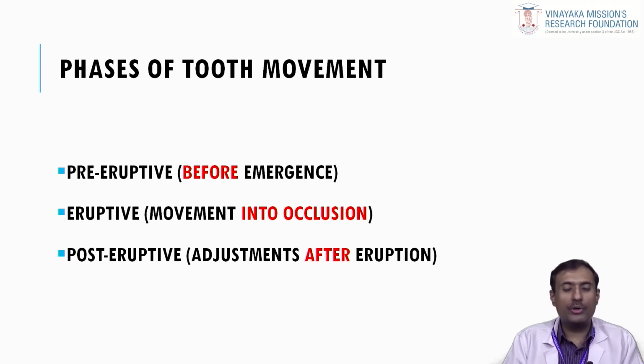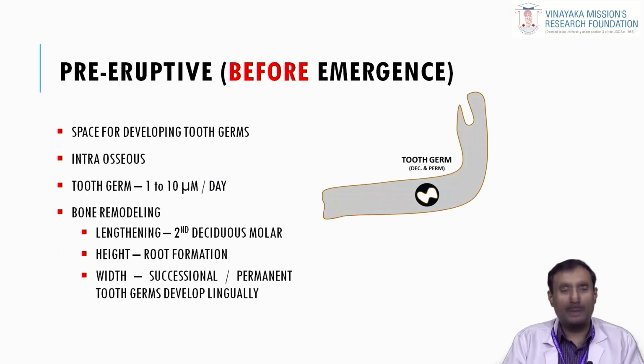We now move on to an important aspect of the eruption of teeth. We have the phases of tooth development. We have three main phases. One is the pre-eruptive phase, which occurs before the emergence or erupting of the tooth. Second, we have the eruptive phase, that is the emergence of the tooth into occlusion. And the last is the post-eruptive phase, which occurs after the tooth eruption, as minor adjustments which occur within the jaw.